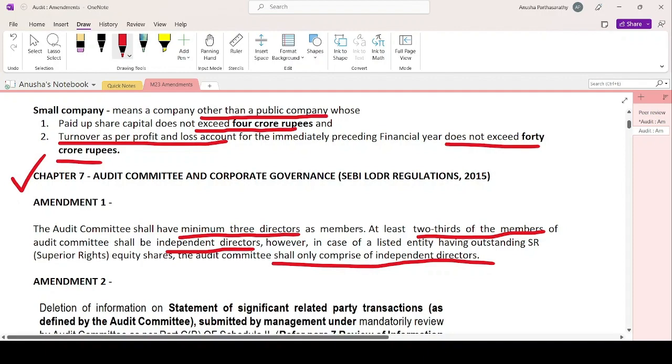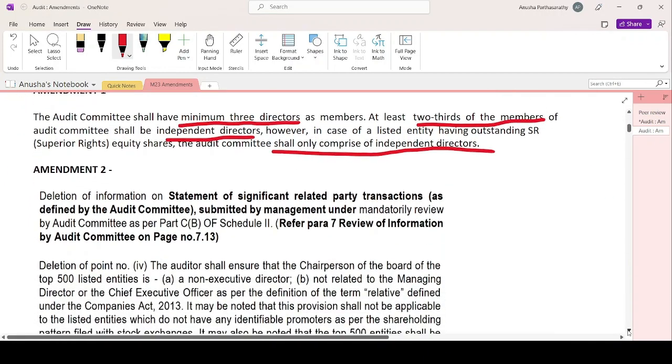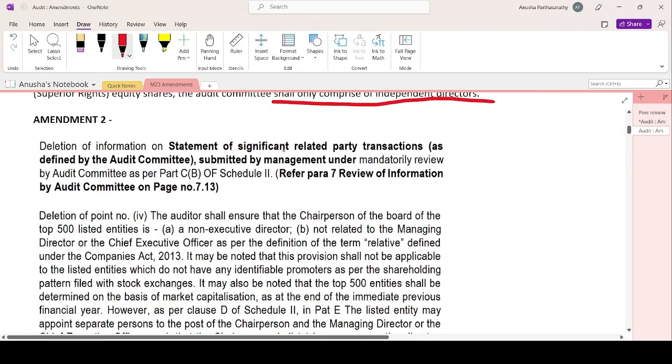Okay. Now, amendment number 2. Deletion of information on statement of significant related party transaction. This was deleted now. Either it was to be mandatorily reviewed by the audit committee, but now this is deleted.